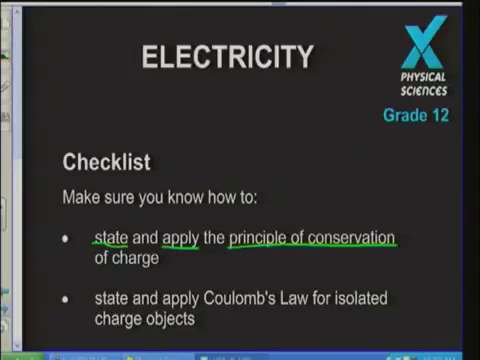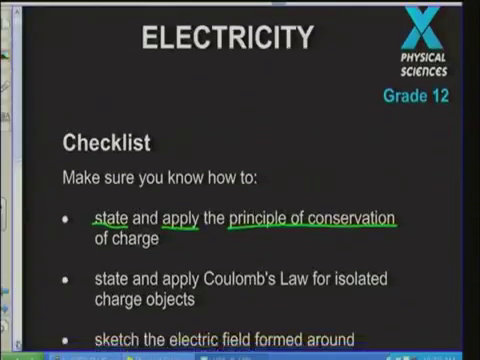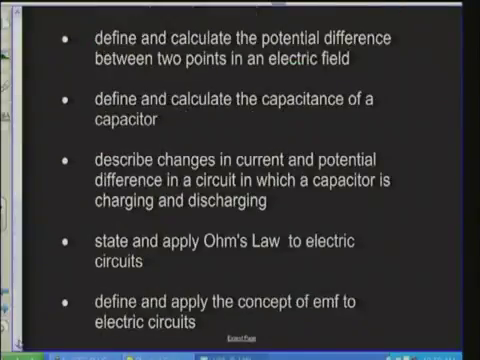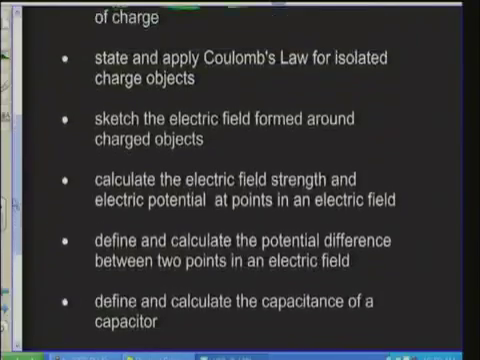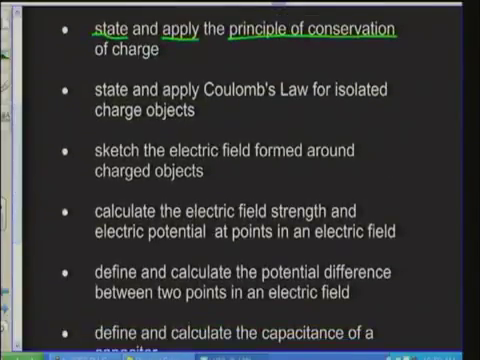All right. So the next thing that I want to make you aware of is the following. State and apply Coulomb's law. You need to know this one. Here again, we're talking about isolated charged objects. Coulomb's law gives the forces between two objects that are carrying charge. You need to be able to use that law.